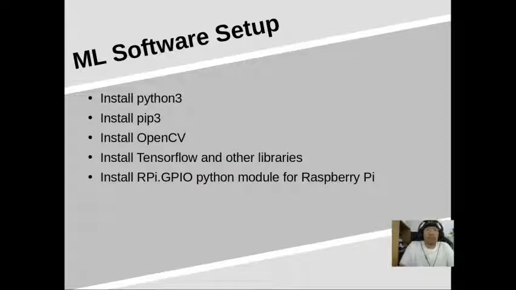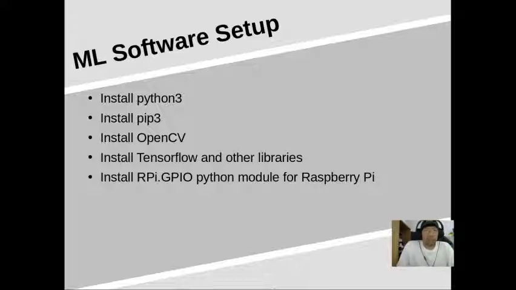Okay, for the machine learning software setup, we need to install Python 3. We also need to install PIP 3. PIP is the installer for Python 3 modules and packages. So we need OpenCV. OpenCV is an open source computer vision library. We're going to use this OpenCV to capture images from our webcam. In my case, I use my Android phone as a webcam.